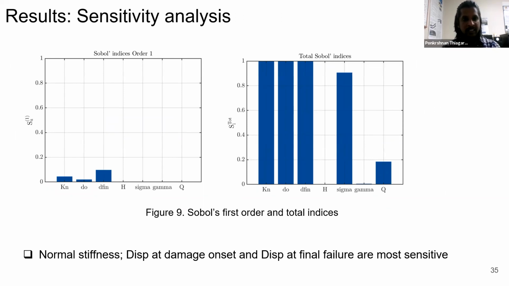The results of sensitivity analysis are shown here. The left-hand picture shows the Sobol indices of first order, and the right-hand picture shows the total index. We can see that normal stiffness, displacement at damage onset, and displacement at final failure are the most sensitive parameters to this cohesive zone model.